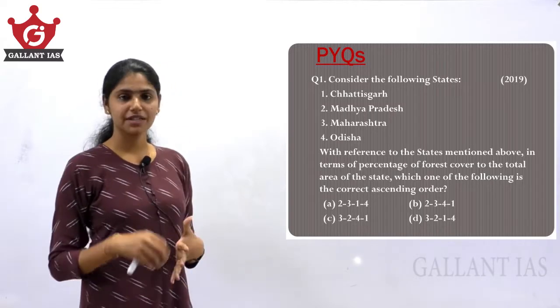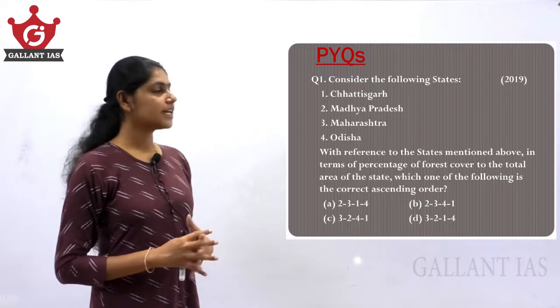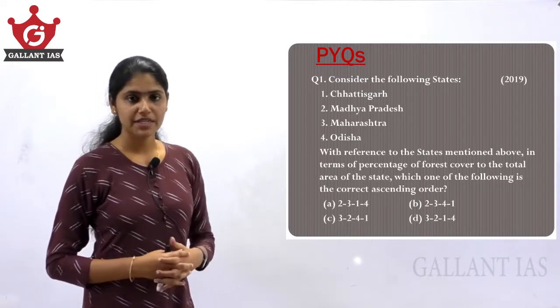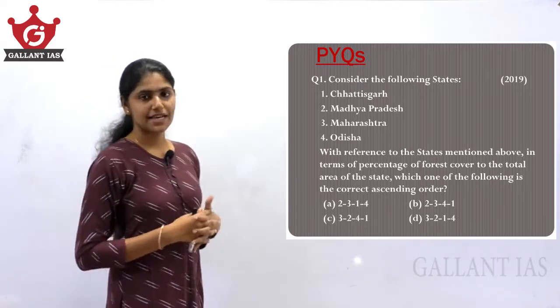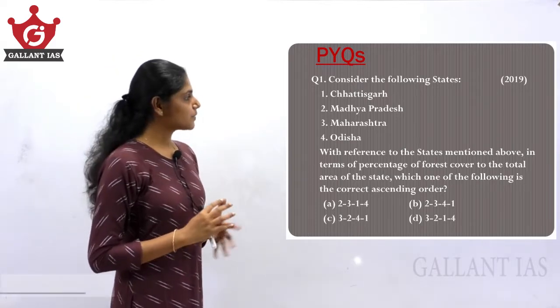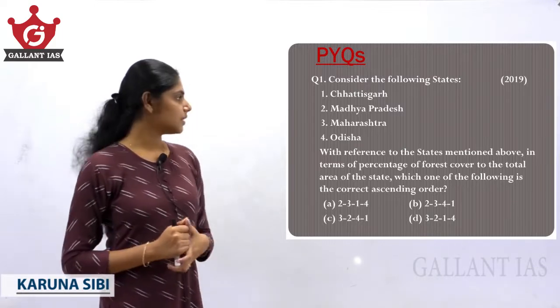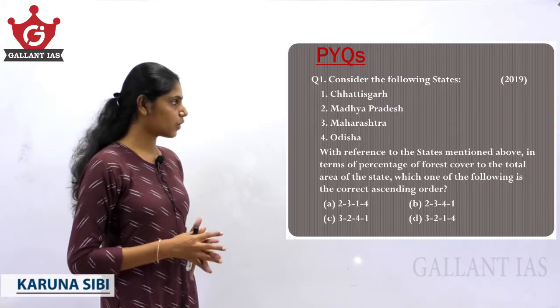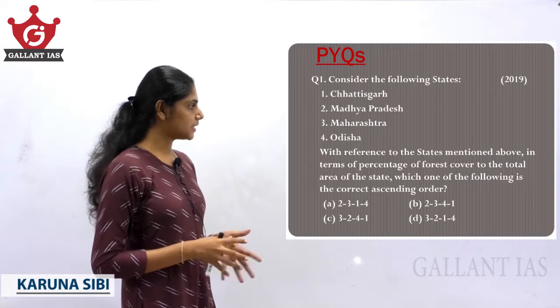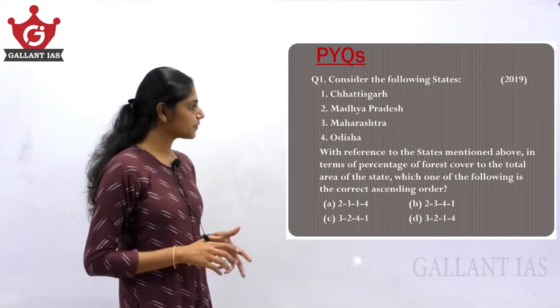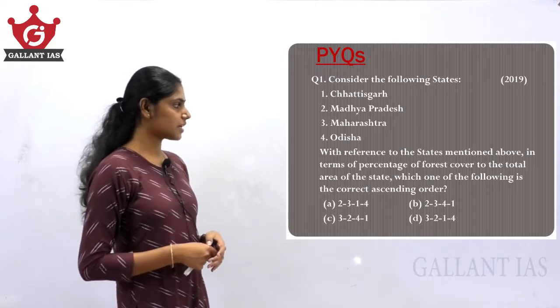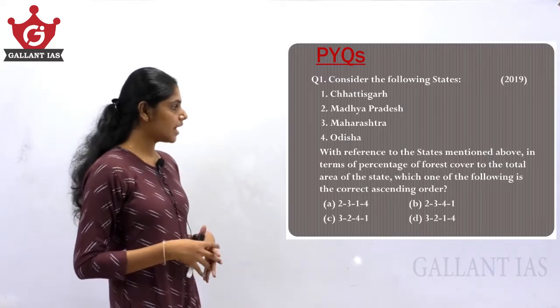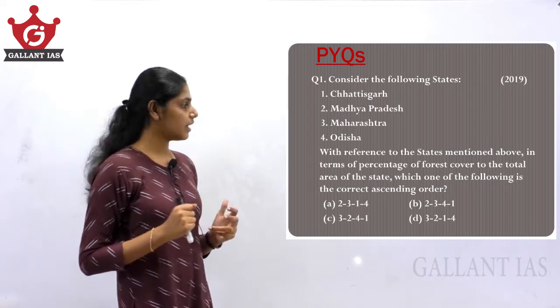So in this particular session we will be seeing 4 to 5 environment previous year questions. Okay, so let's start. The first question is from 2019 prelims. The question is, consider the following states: Chhattisgarh, Madhya Pradesh, Maharashtra and Odisha. So with reference to the states mentioned above in terms of percentage of forest cover to the total area of the state, which one of the following is the correct ascending order?